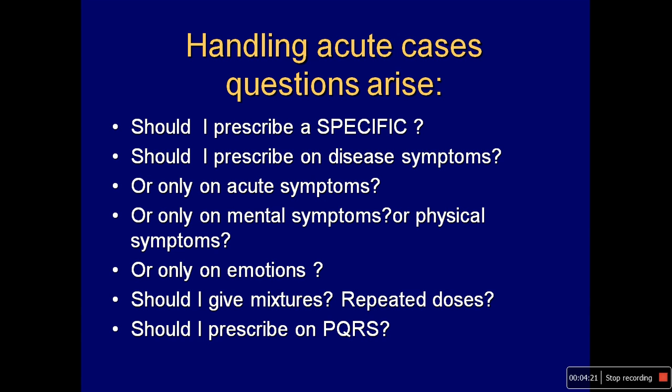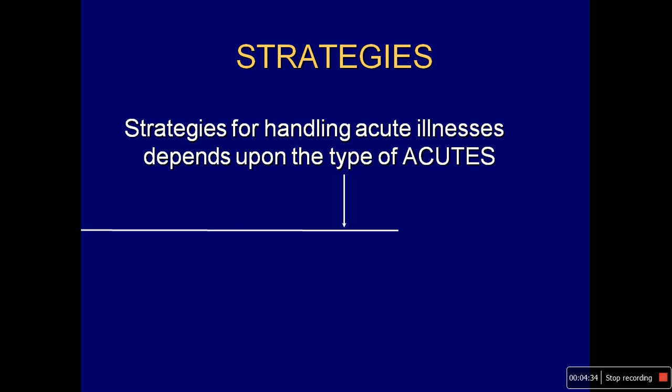But if you understand what are acutes, the first slide, and if you follow it properly, then this question will not arise and you will be able to manage acutes properly. So what is the strategy when handling acutes? Now as the definition goes, the acutes are different. What are acutes? They are acute exacerbation of a latent psora, and then there are other situations which are seemingly like an acute but not an acute.